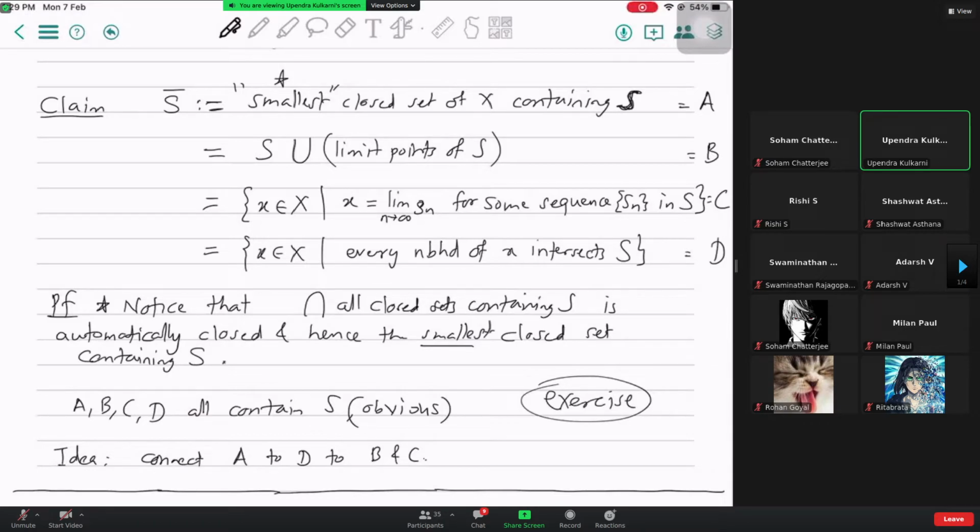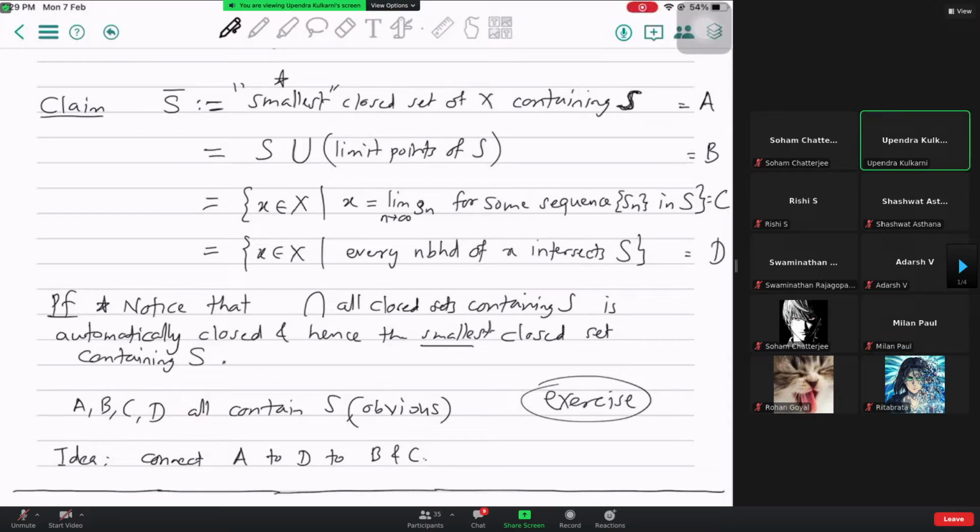So let's try to follow your idea. Can we show that? I would like to show that this set is closed. How do I show that a set is closed? Its complement is open. Correct. So let's take a point in its complement.